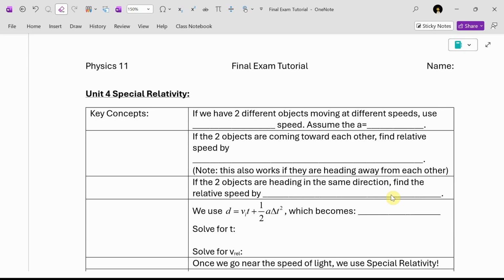So what are the key concepts? If we have two objects moving at different speeds, we used VREL, relative speed. We said rather than deal with two objects moving at different speeds, pretend one is at rest and just compare the other's speed if it was at rest.